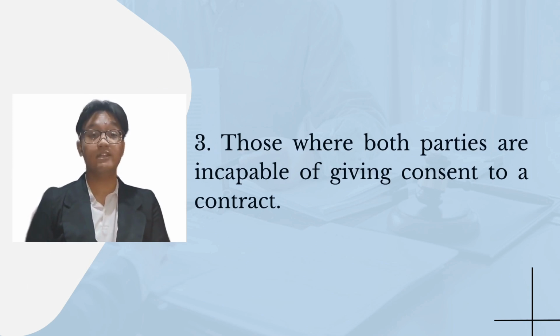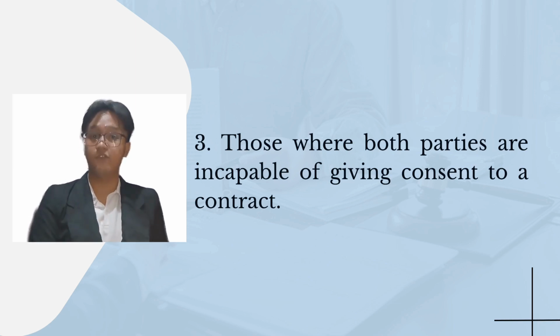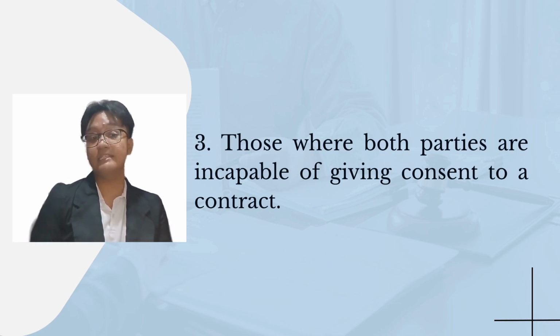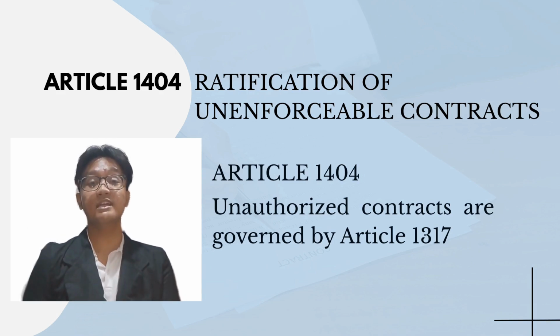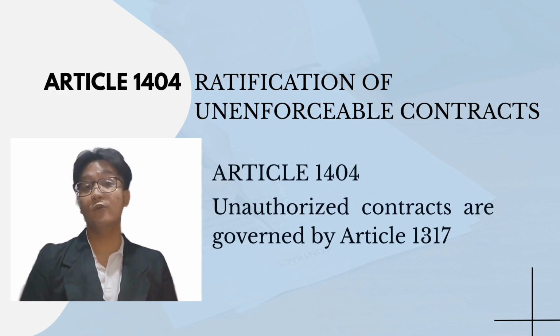The last kind of unenforceable contracts are contracts where both parties are incapable of giving consent. If only one party is incapable of giving consent, that is voidable. But if both parties are incapacitated to give consent, then the contract is unenforceable. We are done with Article 1403. Let's move on to Article 1404.